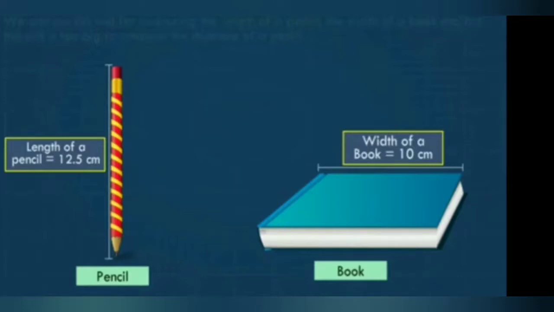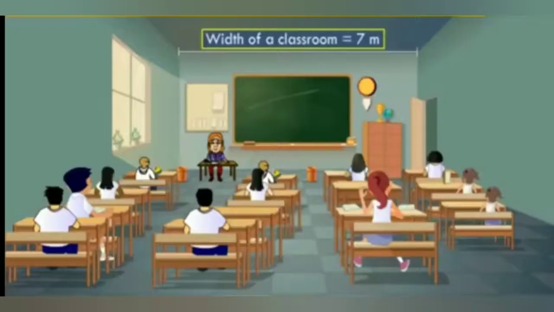Also, centimeters and millimeters are very small units to measure the length of the classroom. We use another unit called meters for the same. Width of a classroom is equal to 7 meters. Even meter is too small a unit when we state the distance between two cities. For this we need kilometers, km.